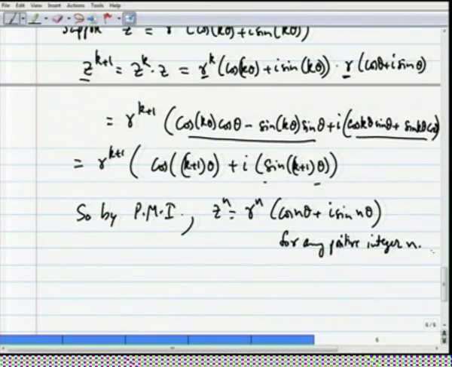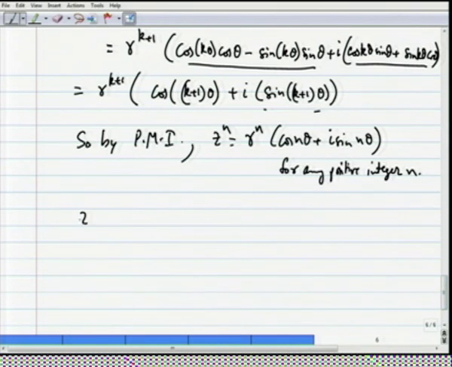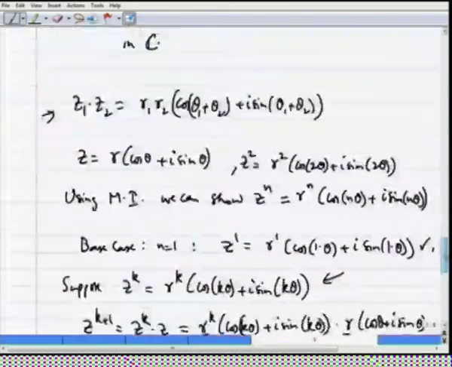It is also true for negative integers and 0. Well, 0 by convention, z^0 by convention is 1, and so that will tally with r^0 cosine 0 plus i sin 0. So, this is by convention, and so this is true for n equals 0. So, the statement that z^n is r^n cosine nθ plus i sin nθ is true for n equals 0.